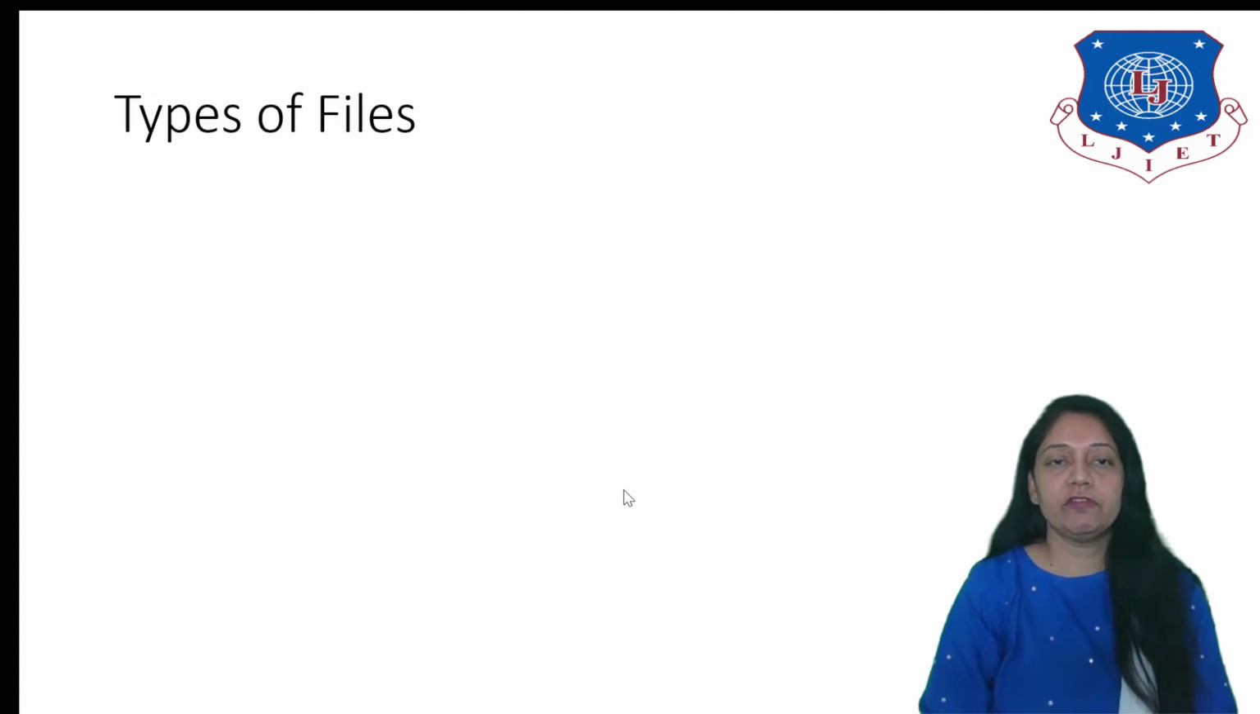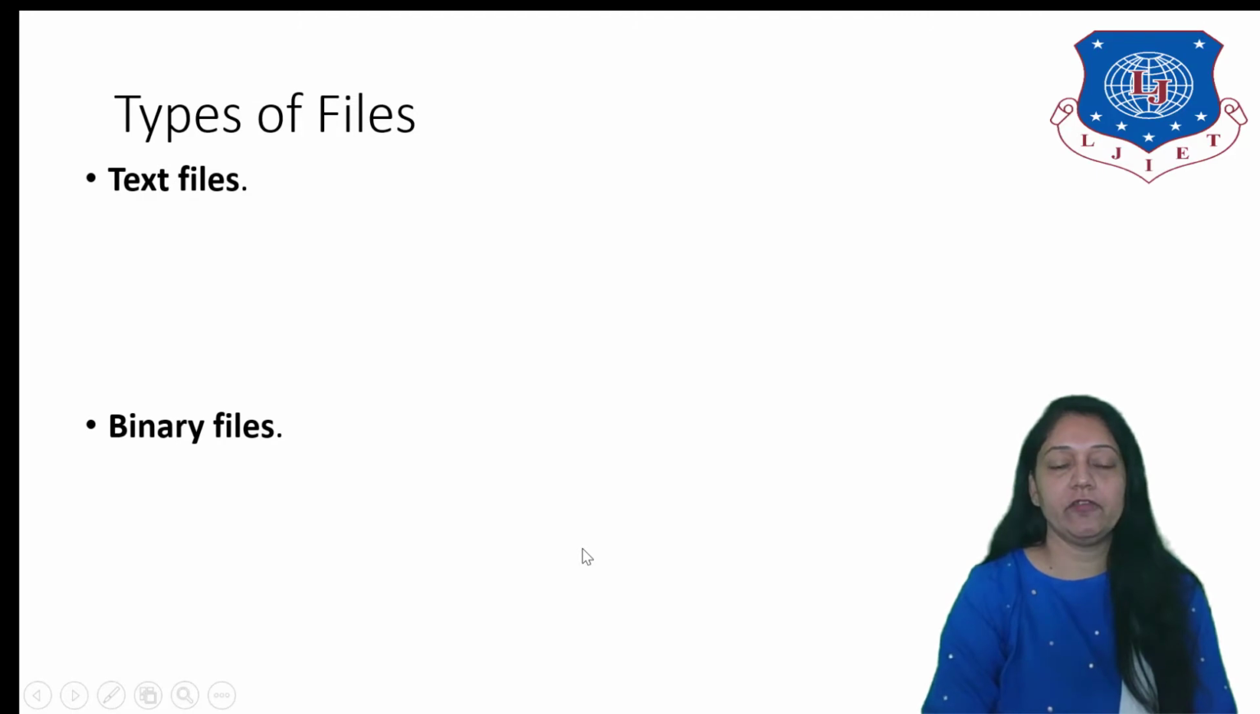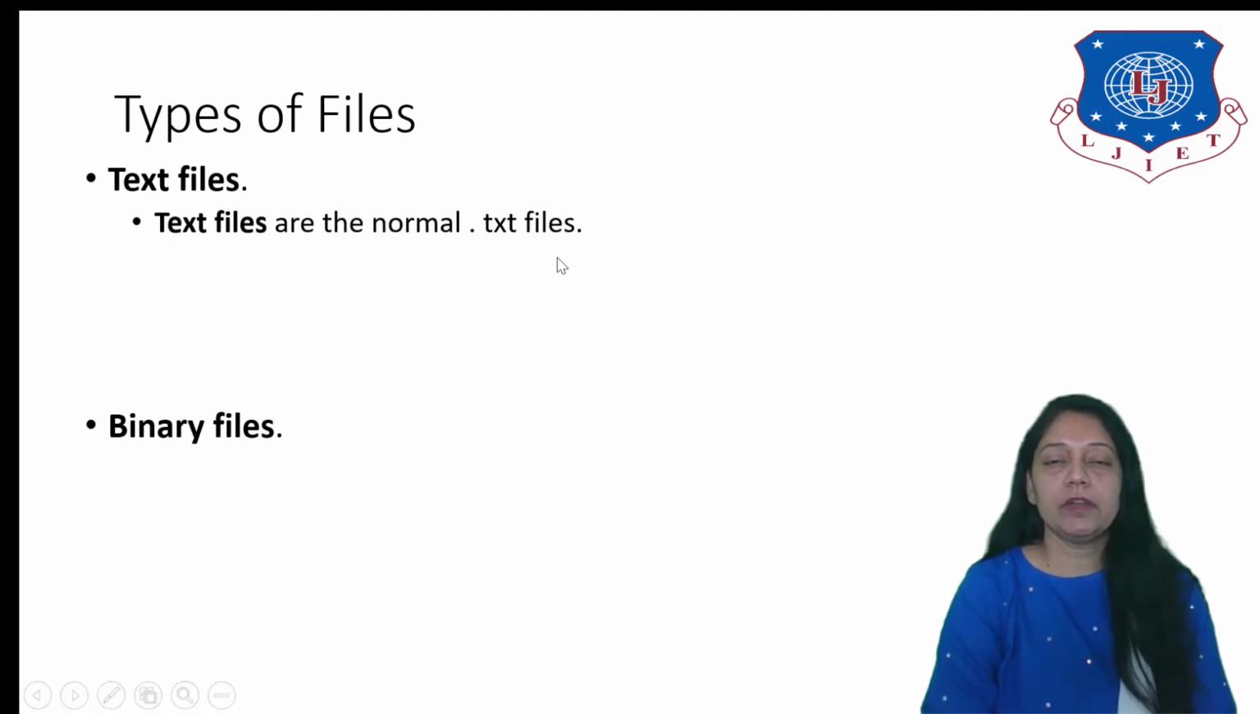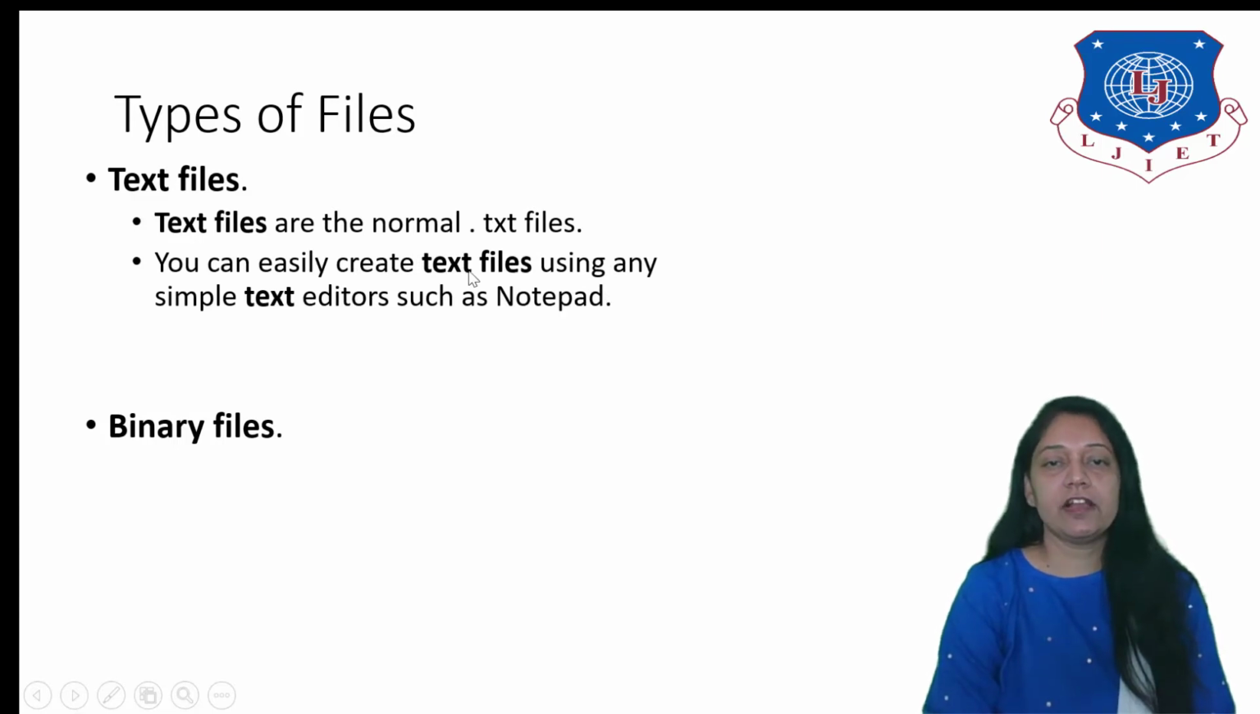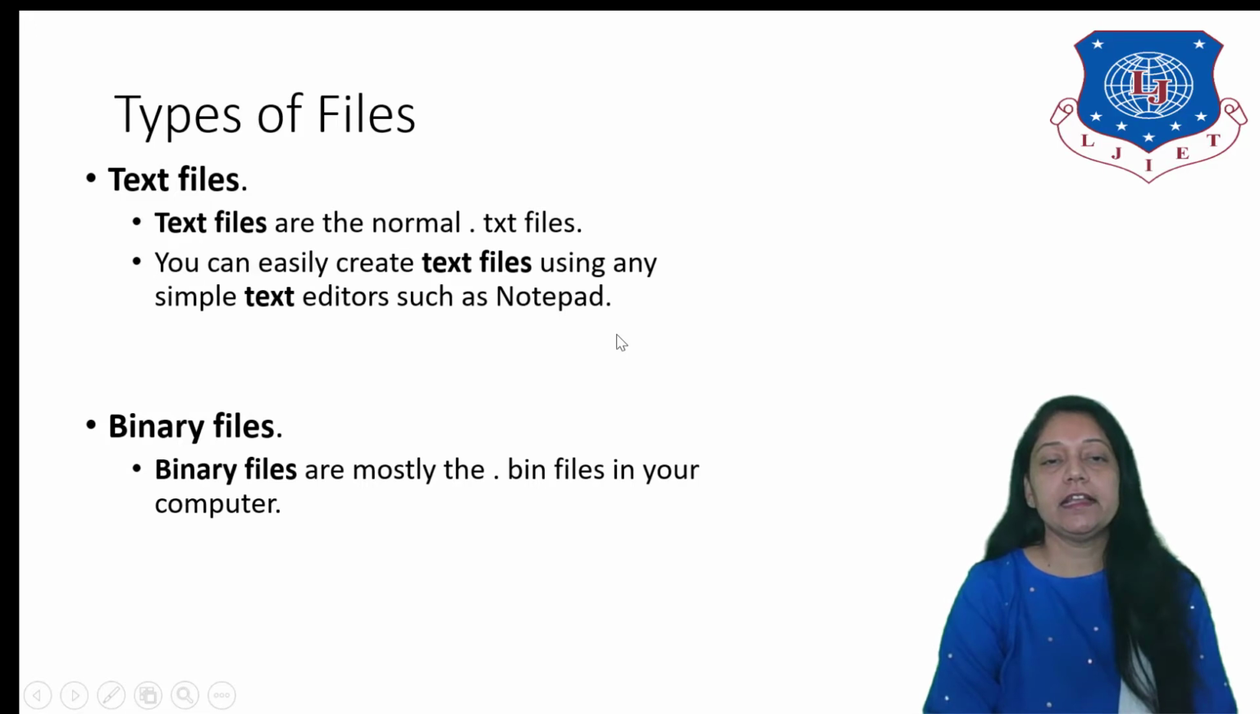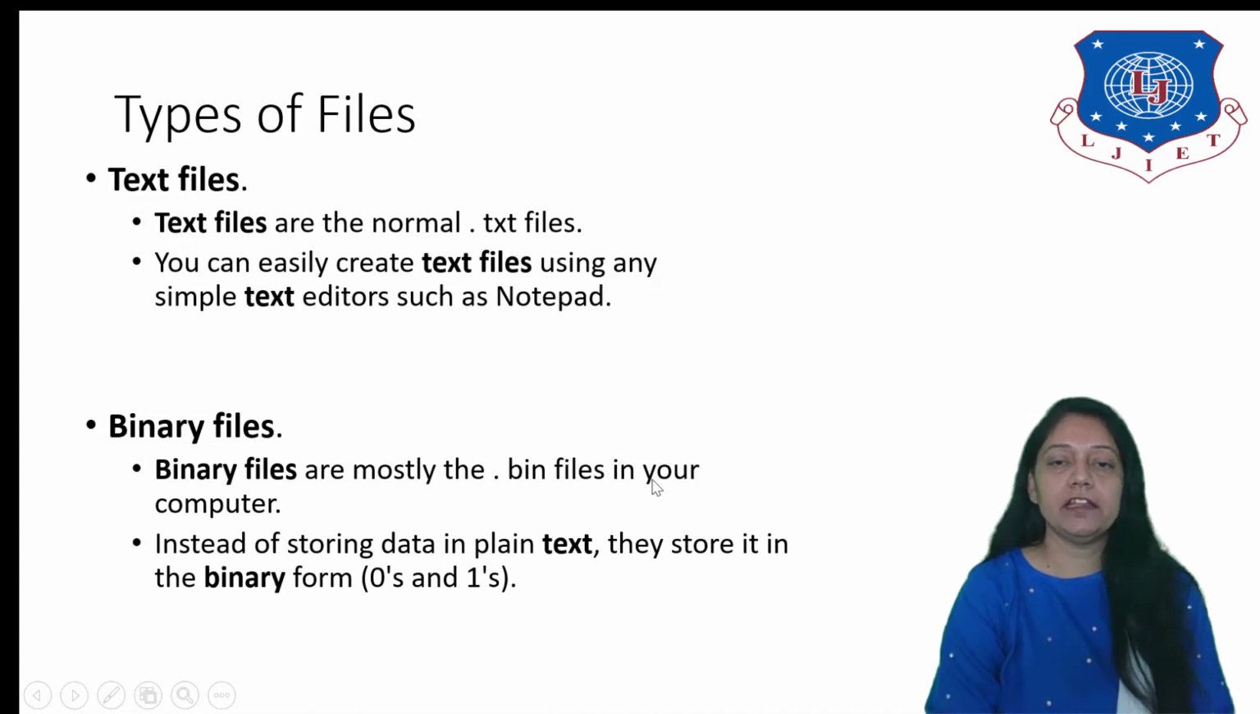Also, we have two different types of files. One is the text file and another is the binary file. Text file means the data is normally stored in character format, which are normal txt files. These text files can be created using any text editor like Notepad. While in the case of binary files, the files have the .bin, that is binary, extension. In binary files, the data is stored in zeros and ones format.